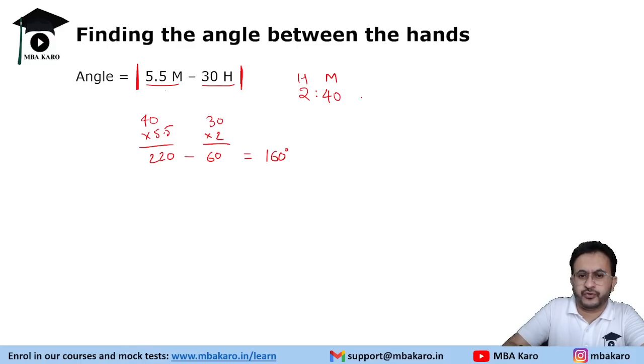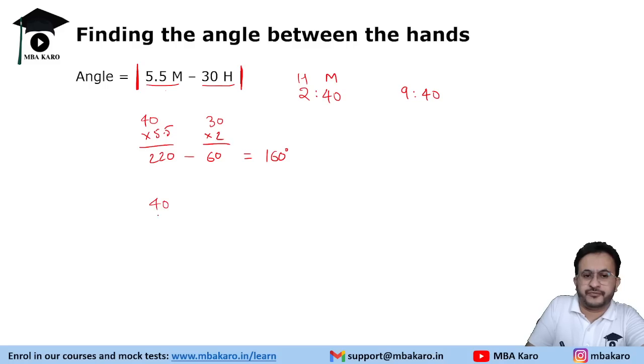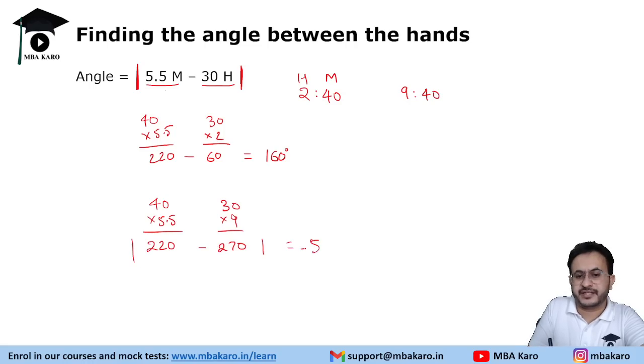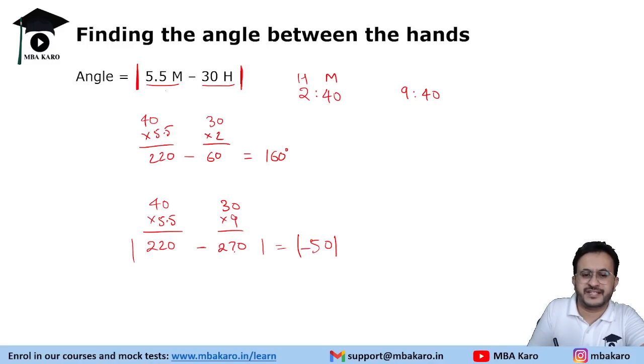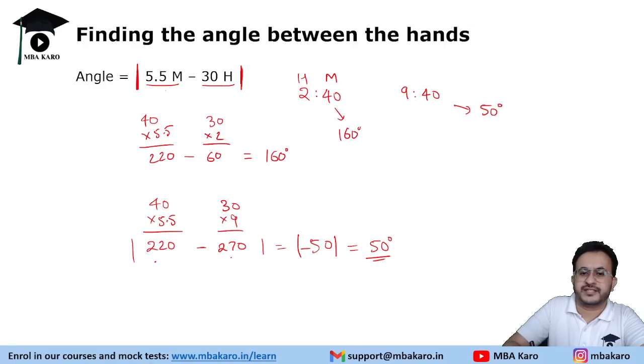Now suppose instead of 2:40, it was 9:40. So we have 40 into 5.5, which is equal to 220 degrees, and 30 into 9 is 270. Now if you subtract, you will get minus 50. You do not have to worry about that modulus thing. You should ideally know what modulus is, because you might get questions in algebra from this, but even if you do not know that meaning, that is fine. Just find the difference between the two values that you get. So the difference is 50 degrees. So at 9:40, the angle is 50 degrees. At 2:40, the angle is 160 degrees.